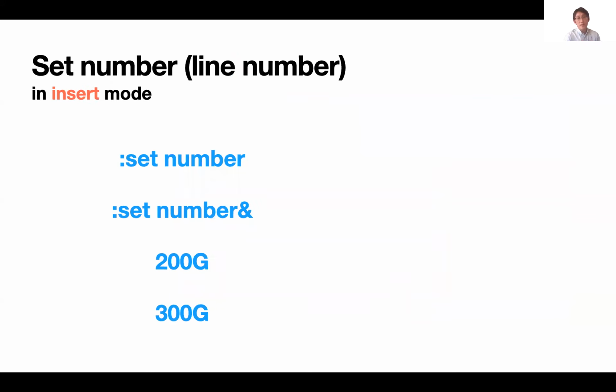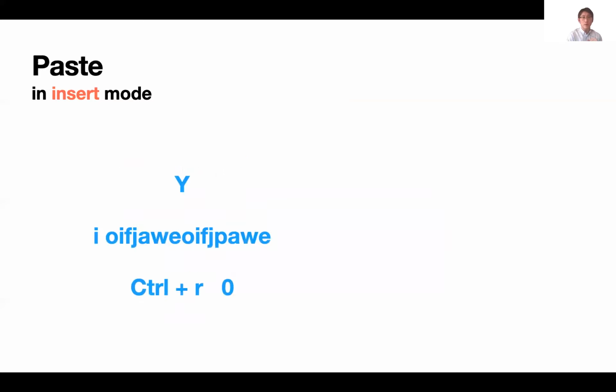Okay, we can also set a number. So sometimes someone says, oh, there's an error in line 200. Then you don't know what line that is. But if you do colon set number, lines will show up. And if you do colon set number and the no sign at the end, it will turn off the lines. So this is the default option that I normally want. And if you do 200G, it will take you to line 200. If you do 300 capital G, it will take you to line 300.